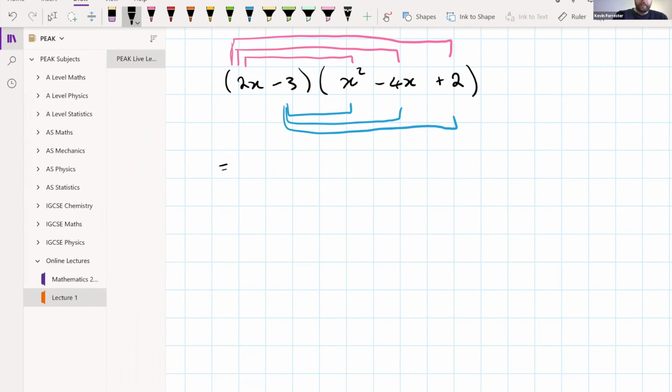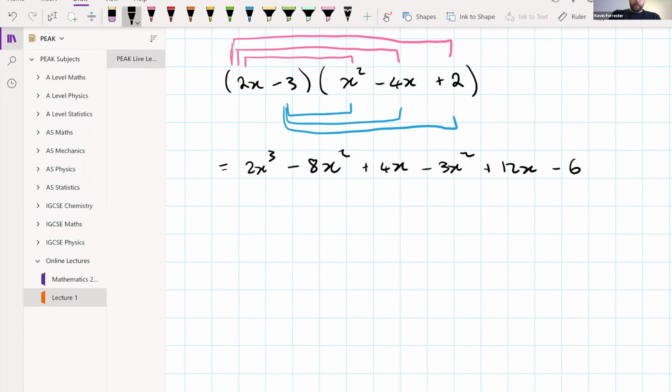So 2x times x squared gives us 2x cubed. 2x times minus 4x gives us minus 8x squared. 2x times 2 gives us 4x. And now we move on to the minus 3. So minus 3 times x squared gives us minus 3x squared. Minus 3 times minus 4x. Ooh, well, a minus and a minus makes a plus, and so we're going to get 12x. And then lastly, minus 3 times plus 2 gives us minus 6.